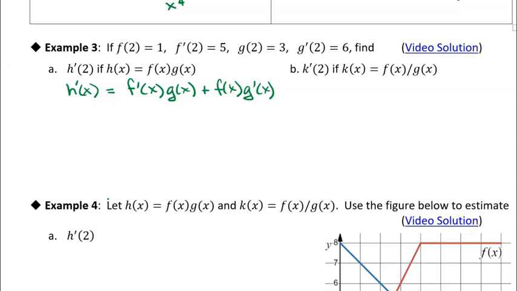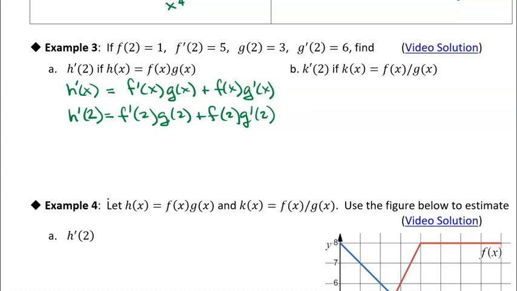Okay? So now I have h prime of x, and so if I want h prime at, sorry, not 1, it's 2, right? That's the value we're looking for. H prime of 2, all I need to do is substitute 2 for x. So I have f prime at 2 times g of 2 plus f at 2 times g prime at 2.